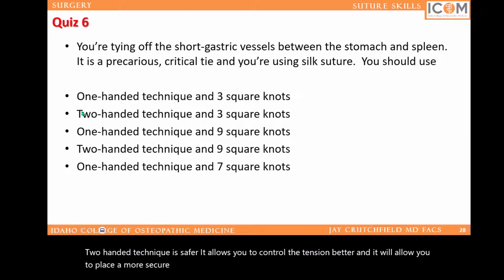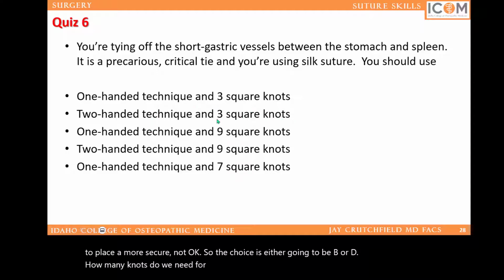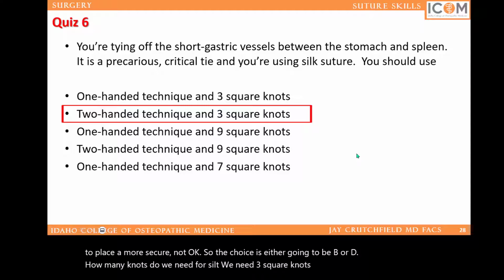Okay, so the choice is either going to be B or D. How many knots do we need for silk? We need 3 square knots. So your answer is B.